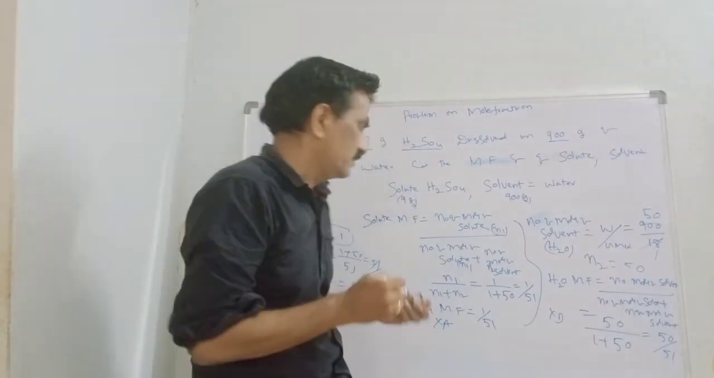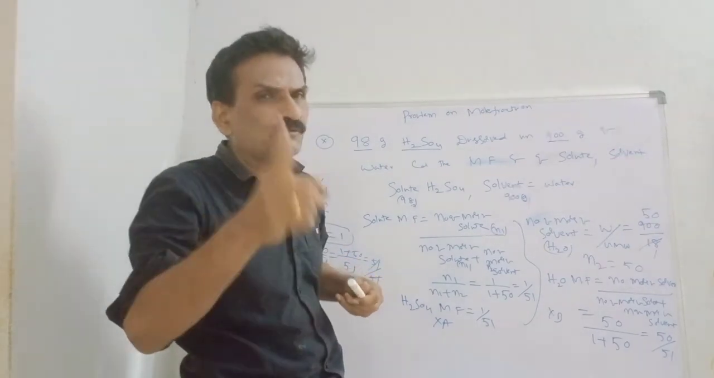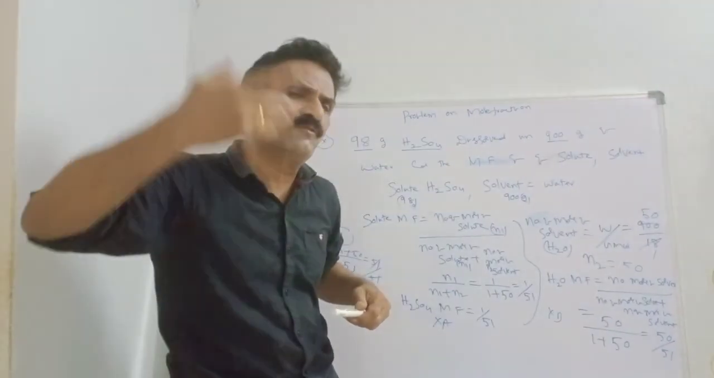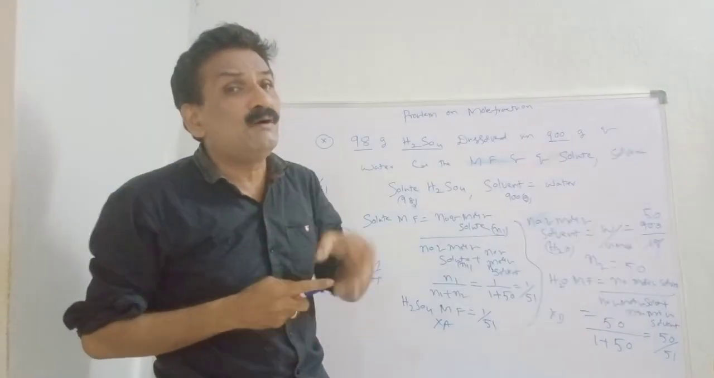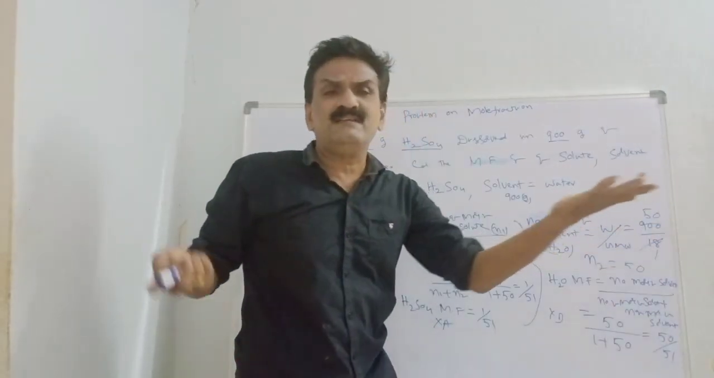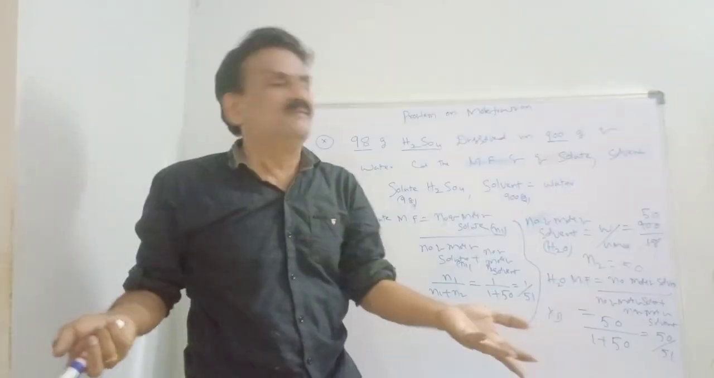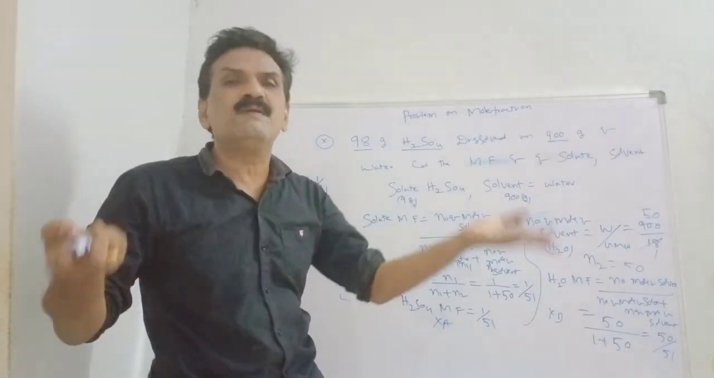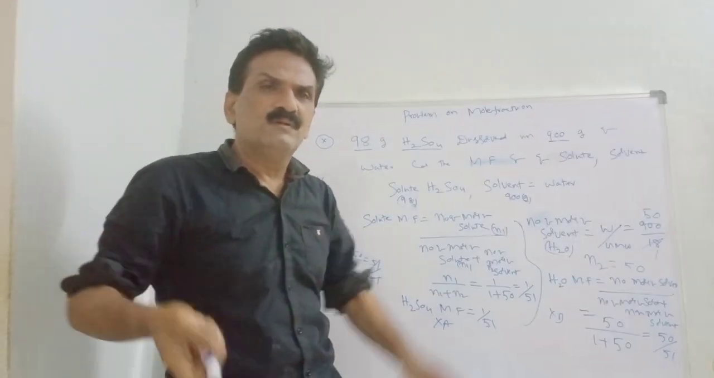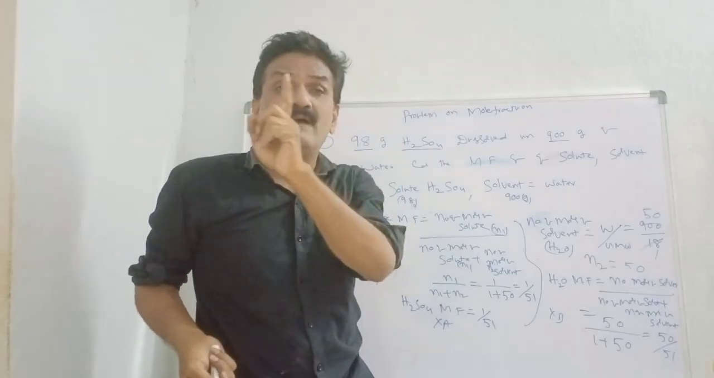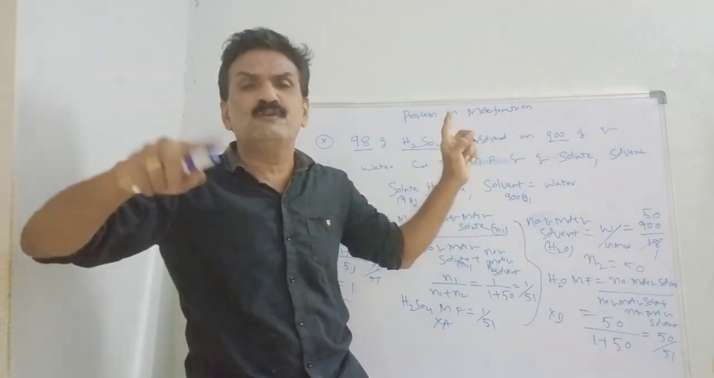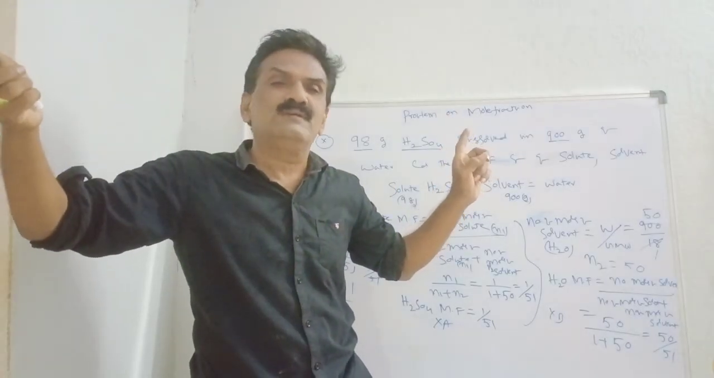So if you want mole fraction of the solute, number of moles of the solute upon number of moles of the solute plus number of moles of the solvent. If you want mole fraction of the solvent, number of moles of the solvent by total moles, that is solute plus solvent. Here also total moles, solute plus solvent. If you have any mixture, N2, O2, H2, if you want the mole fraction of the N2, number of moles of the N2 upon total N2 plus O2 plus hydrogen. Okay. Thank you.